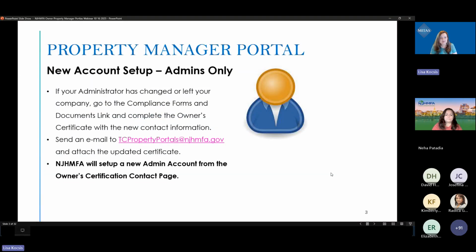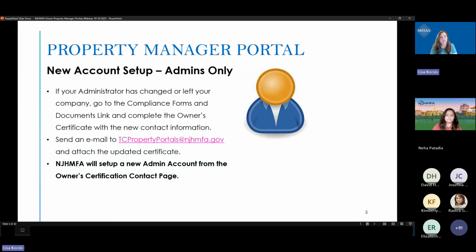So if you're the administrator and you have left the company and your company now has a new administrator, the owner needs to go to email tcpropertyportals@njhmfa.gov and attach a new updated owner certificate. On the back of the certificate, there is contact information. It's the last page of the owner cert. And that will have your new contact information for your new admin for your ownership entity.